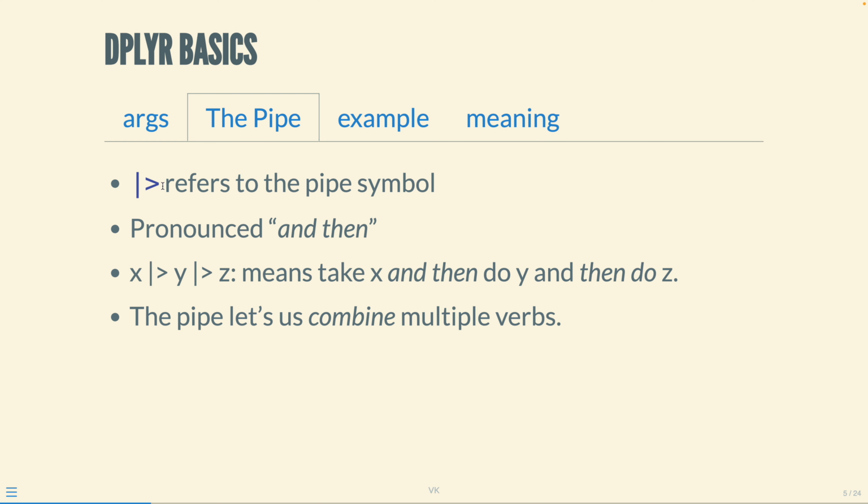Okay, so what does this mean? Even though we'll say pipe and pipe and pipe when we're writing code, the pronunciation, even when you're talking about your code, is to say "and then," to basically replace the pipe with "and then." Okay, so what does that mean? If we write down something like X, pipe, Y, pipe, Z, this just means take X, okay, take X and then do Y and then do Z, okay? So I've written this out.